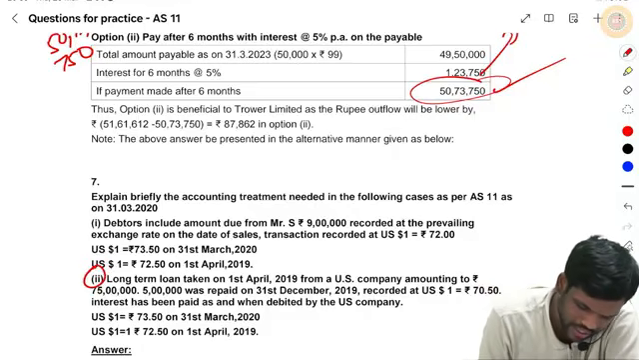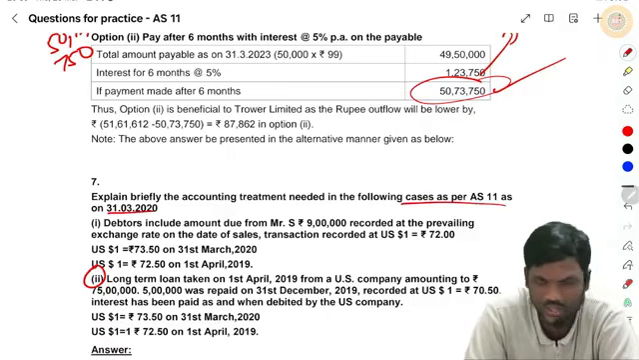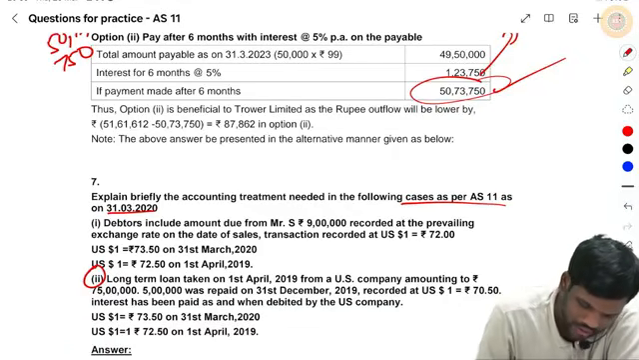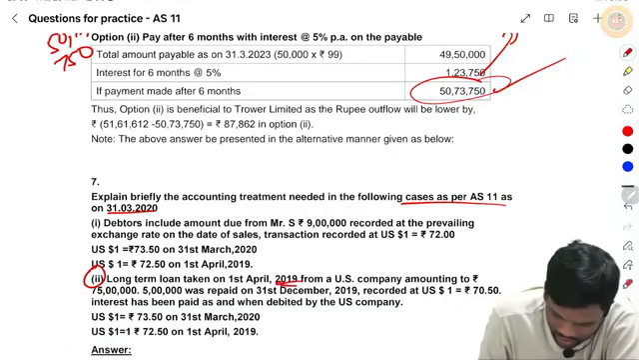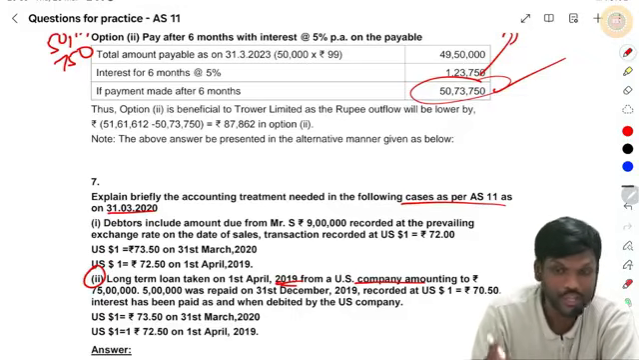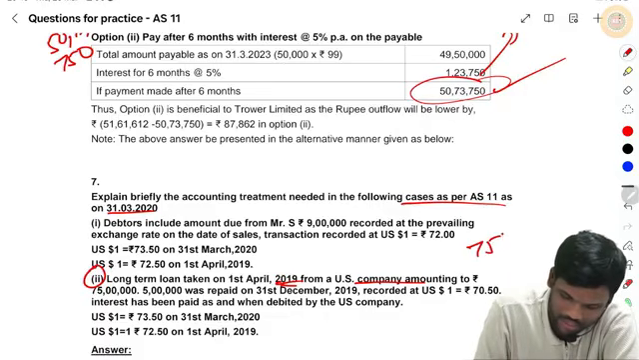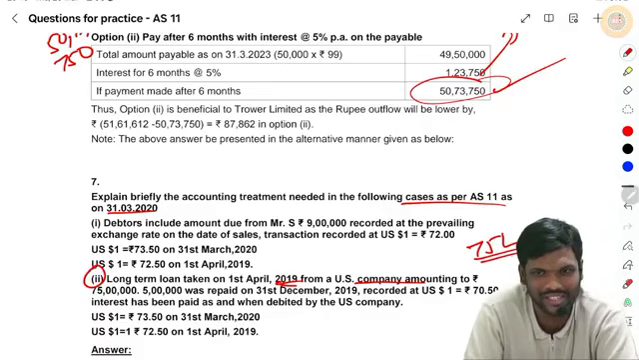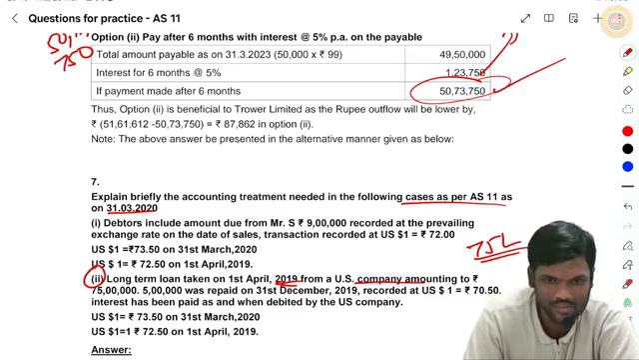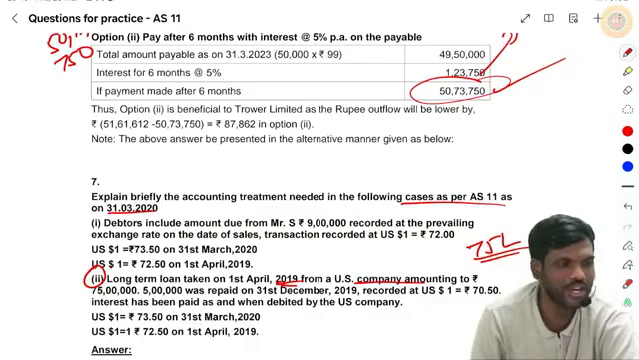Explain briefly the accounting treatment needed in the following cases as per AS11 as on 31st March 2020. Second part I'm going. Long-term loan taken on 1st April 19 from a US company amounting to rupees 75 lakhs. Don't think they are borrowing it in INR. Sir, just because they have mentioned it in INR, it is not even a foreign currency loan? No, why will a US company give a loan in INR? They will give the loan only in US dollars. They have taken that US loan, they have converted it into INR.